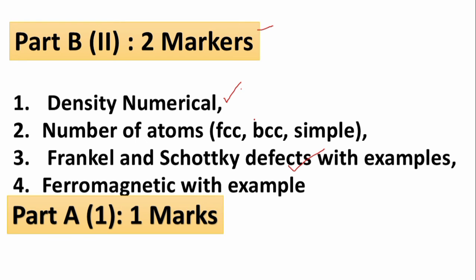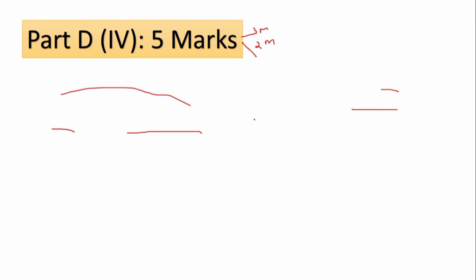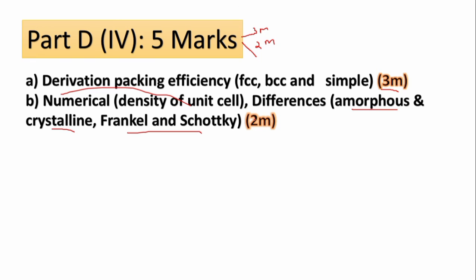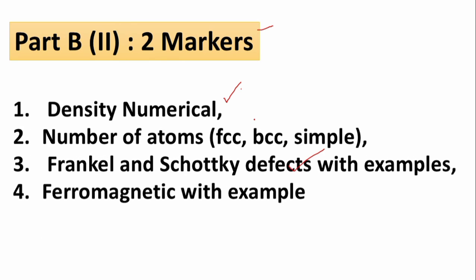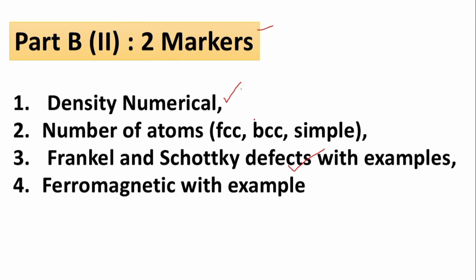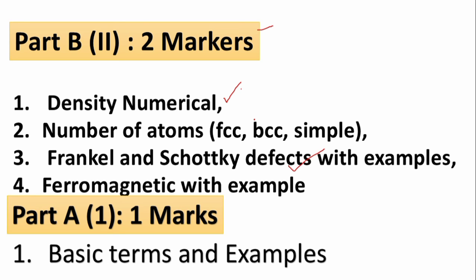So I'll briefly recall what we learned. 5 marks will have 3 and 2 marks. 3 marks is derivation, part A is derivation, part B is numericals and differences. What are the differences? Amorphous and crystalline, Frenkel and Schottky. Next, for 2 marks, we get density numerical and Frenkel, which we have learned in 5 marks, so no need to worry. Just recall them when you come to 2 marks. Number of atoms I told you, and ferromagnetism or magnetism, that last part you have to recall fully one time. Then 1 mark you have to go through fully.